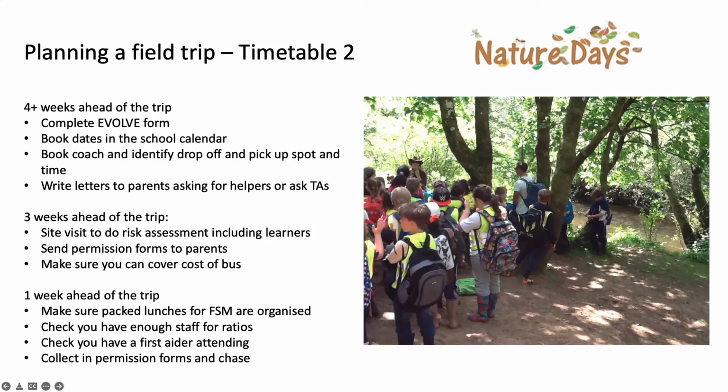Obviously, with the permission forms, you're also asking for money for trips. If you do ask for money for trips, you can only ask for voluntary contributions. You cannot say if they don't pay, they can't come, because that's discriminatory. But you also do need to make sure you are covering the cost of the bus. If you're running it yourself, there's no cost apart from the bus. But if the bus is really expensive, which unfortunately at the moment they are very expensive, you need to make sure that your voluntary contributions are going to cover it.